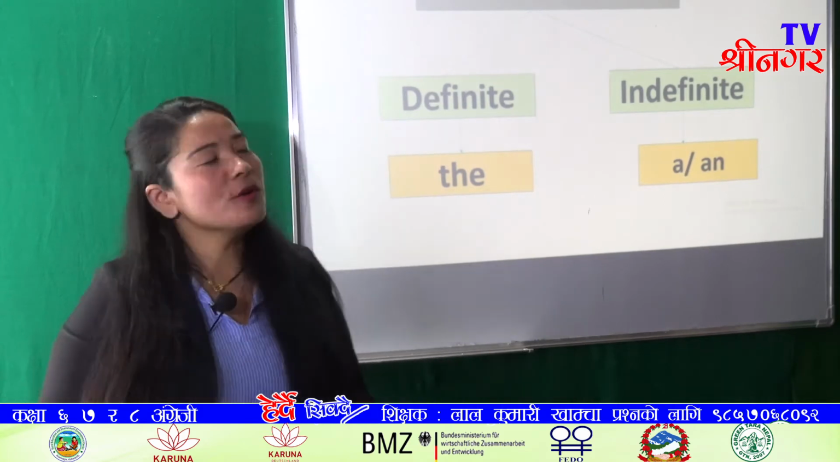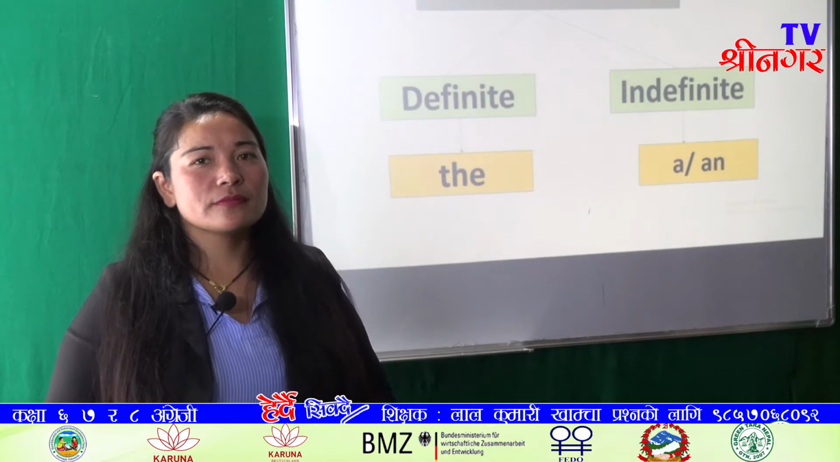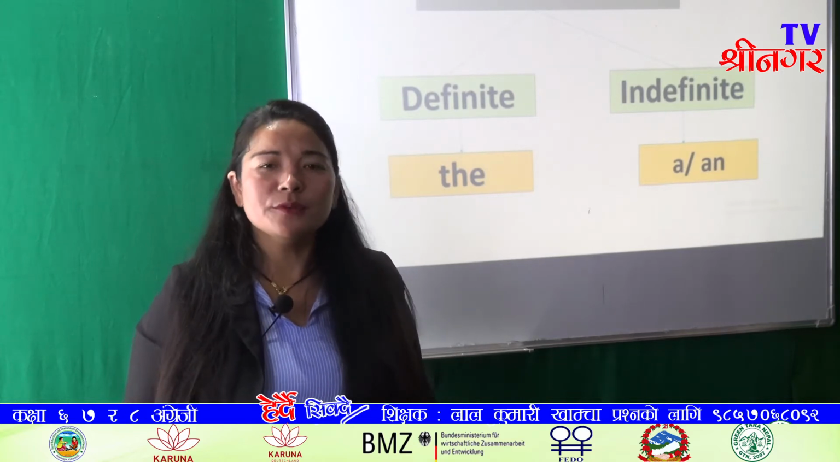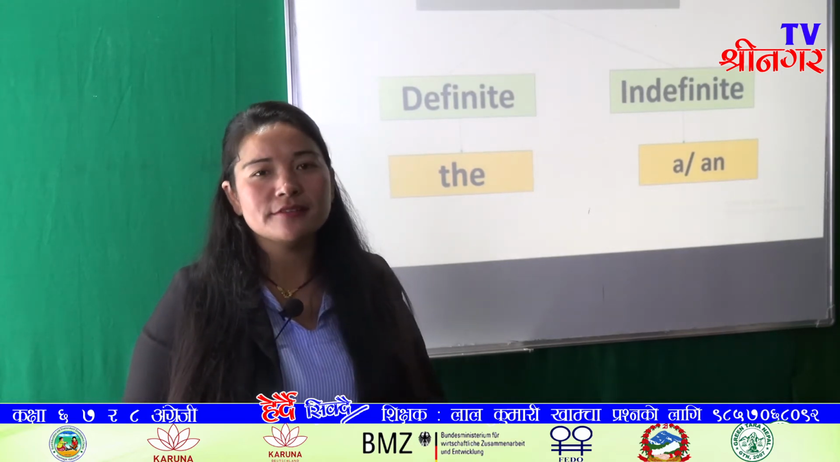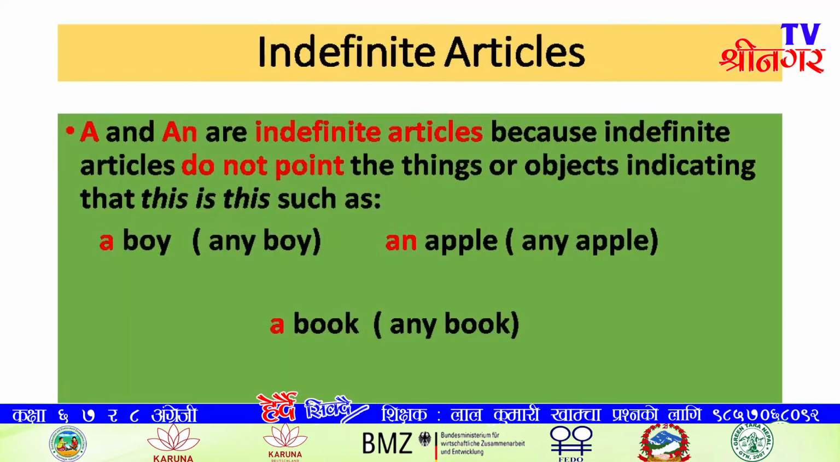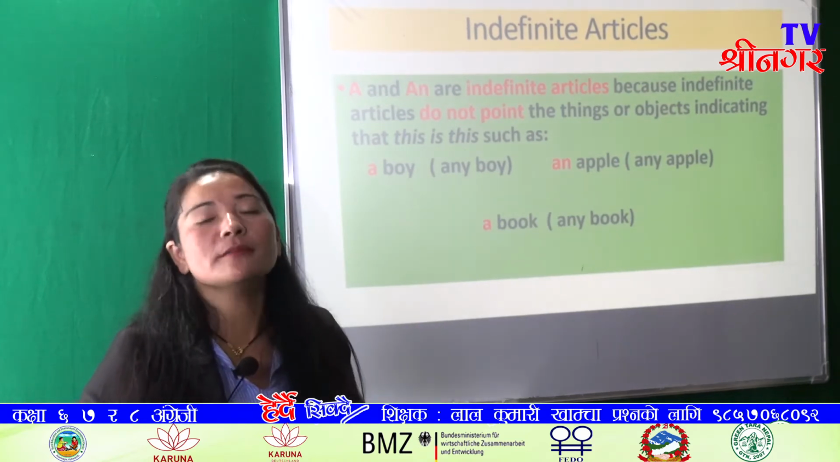If so, what do you mean by definite? We can divide articles into 2 types, definite and indefinite. Do you know the meaning of definite article or definite? First we are going to discuss indefinite articles. We know a and an are indefinite articles. Indefinite means not specific, not particular.